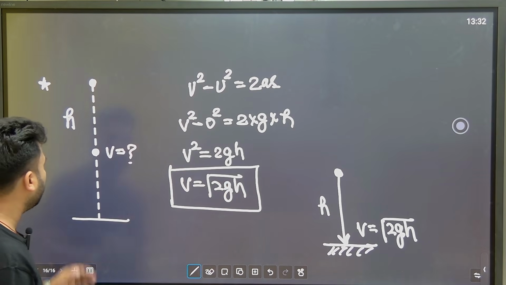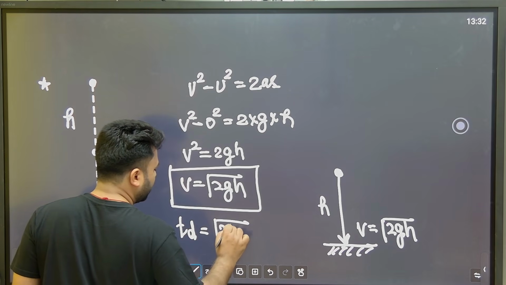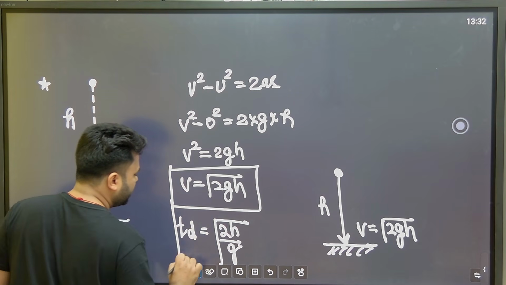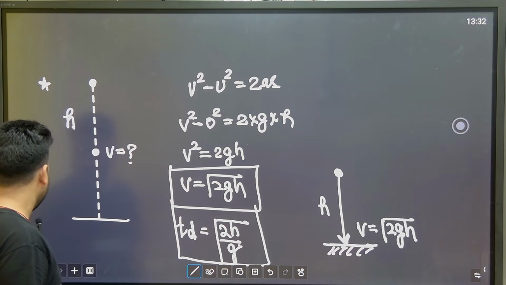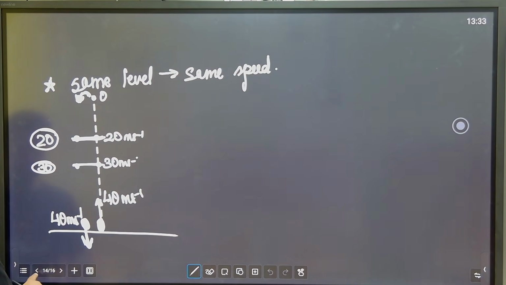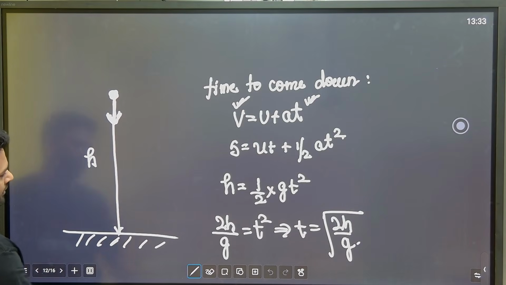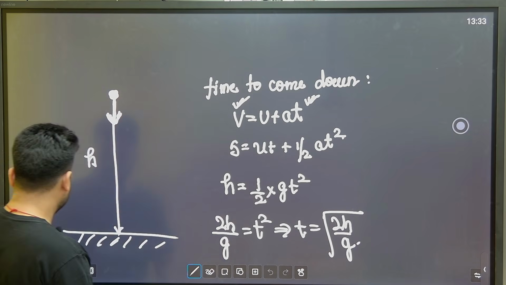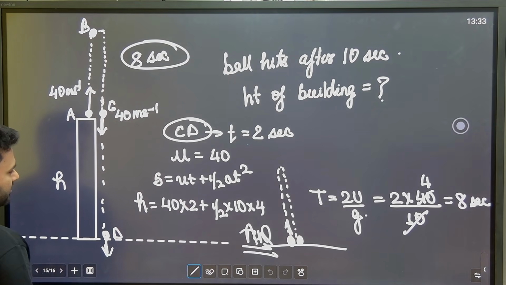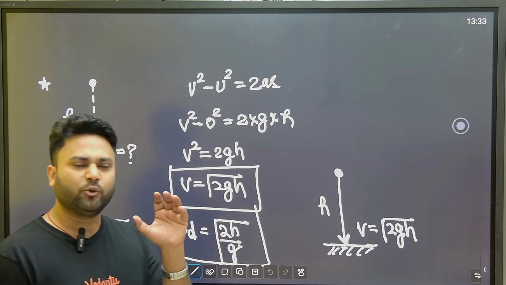And I gave one more formula. How much time will it take to come down? Time to come down is under root 2h by g. If you are releasing any ball, what is the time taken by the ball to come down? Under root 2h by g. So these are the important formulas that you need to remember. These things that I have kept in a box, those formulas you definitely need to remember.